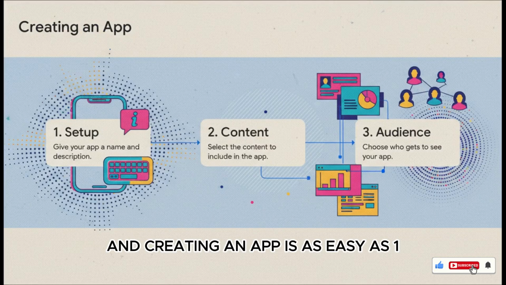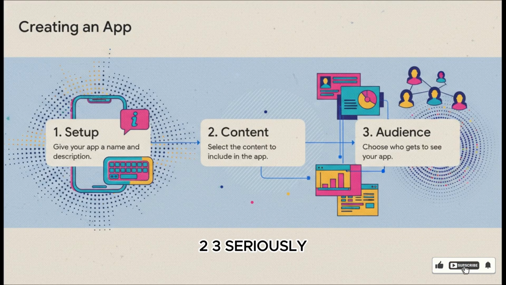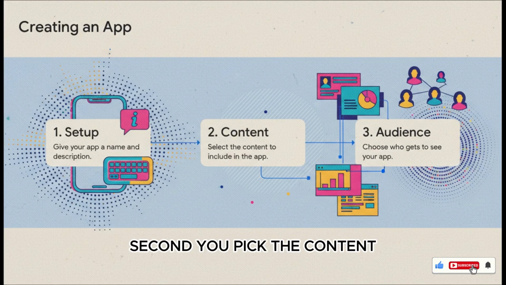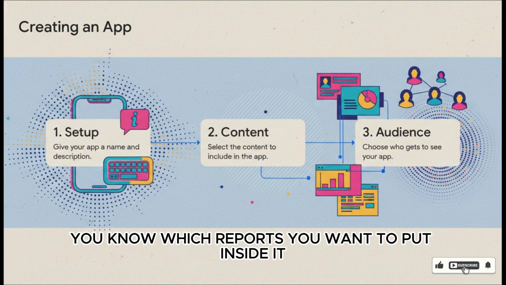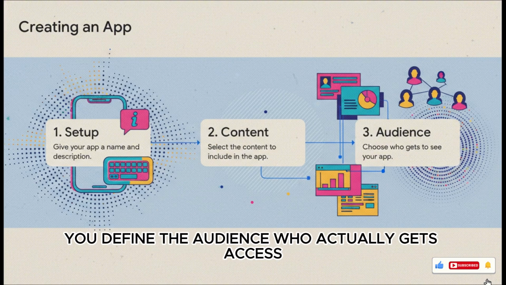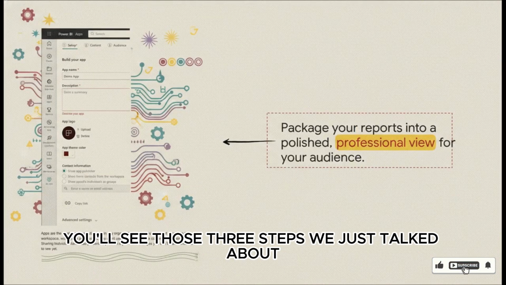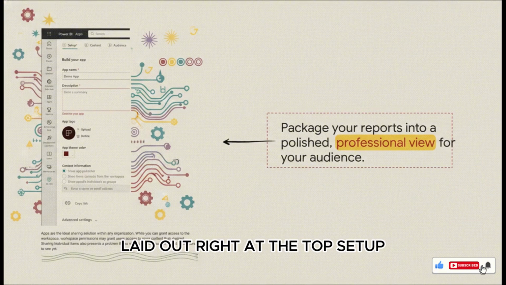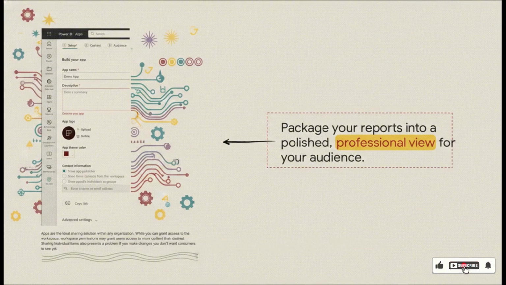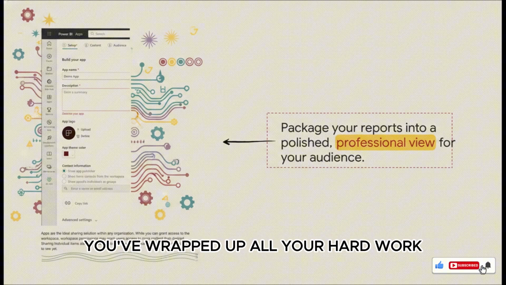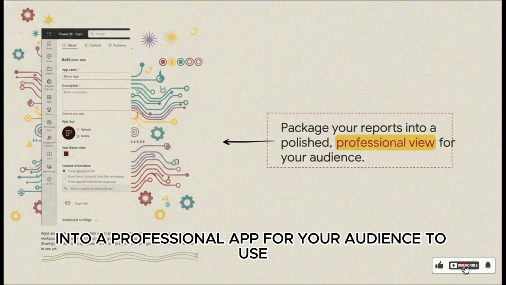And creating an app is as easy as 1, 2, 3. First, you set it up, give it a name and a description. Second, you pick the content, which reports you want to put inside it. And third, you define the audience, who actually gets access. That's it. When you go to build your app, you'll see those 3 steps laid out right at the top: setup, content, and audience. You just follow along, and with just a few clicks, you've wrapped up all your hard work into a professional app for your audience to use.